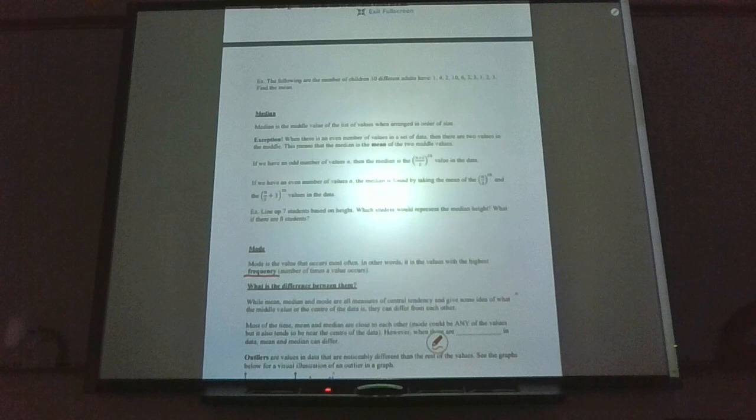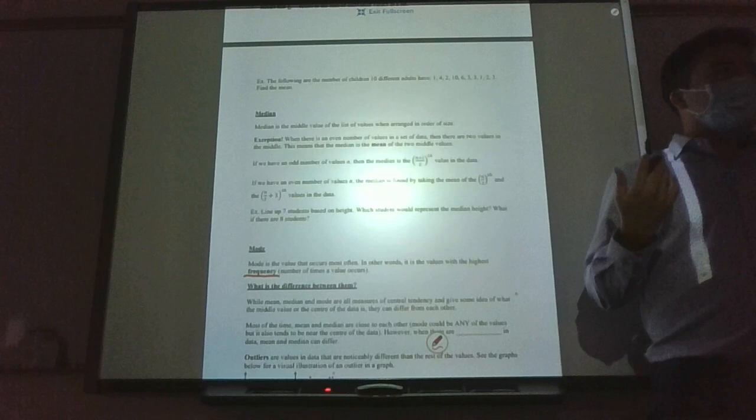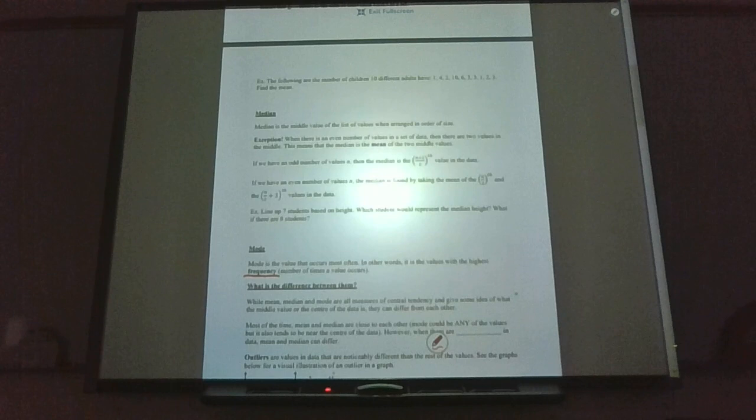But I'll be honest, mode isn't as commonly used. The only time that you would really want to know the mode is if you're looking at qualitative data. So sometimes you want to figure out what's people's favorite movie, right? Can we find the mean favorite movie? No. We can't really do that, right? So sometimes with data, it just makes more sense if you're looking at the mode.